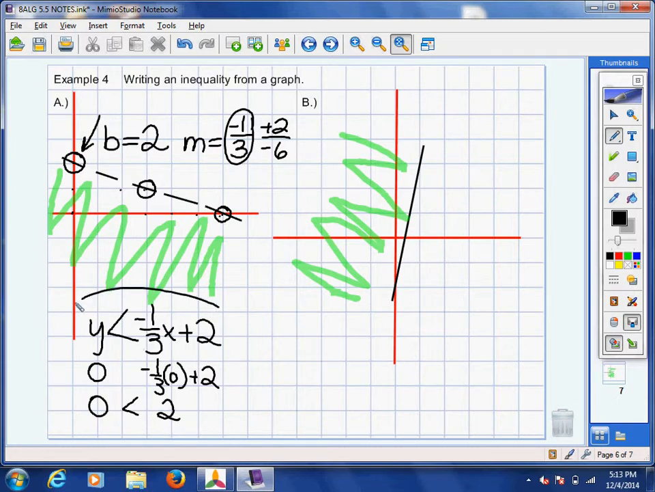So this is the equation I'm looking for this very first graph, okay? There are lots of ways to do this. If you can find an easier way to figure it out, use your way. As long as we end up saying the same thing here, that y is less than -1/3 x plus 2, I'm good with it. Okay, let's move over to B.